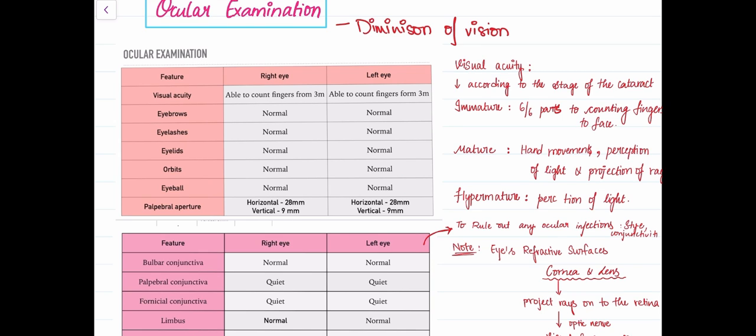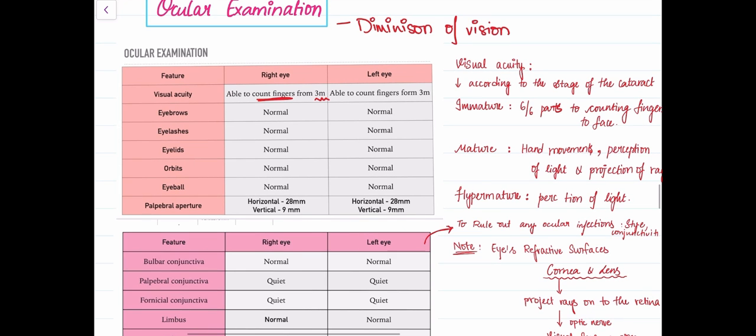So we basically can do it by counting. We ask the patient to count fingers from different distances. So here, for example, I've mentioned 3 meters. So that means the patient is able to count fingers from 3 meters. So we actually start from 6 meters and then move close to the face. If the patient is not able to count the fingers, then we ask them to identify hand movements. If not that, then we ask if they're able to perceive light, right?